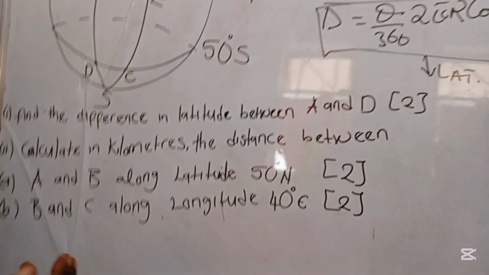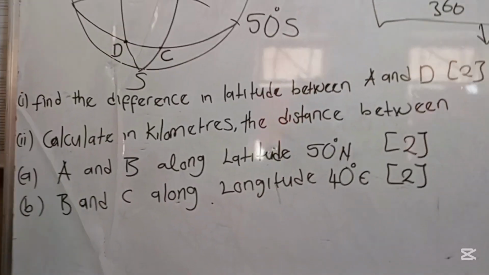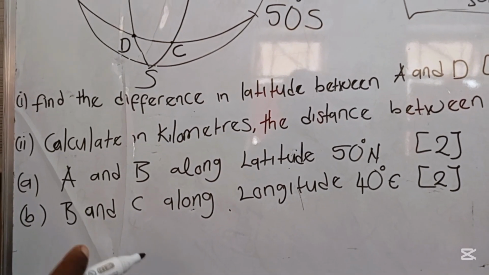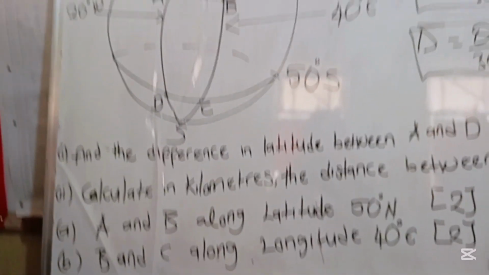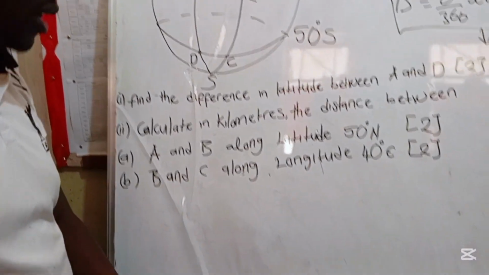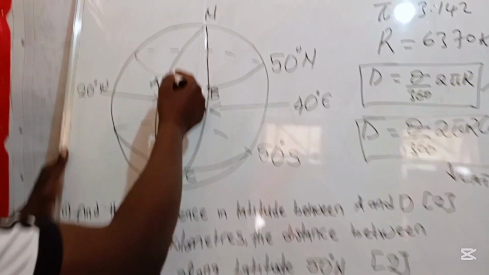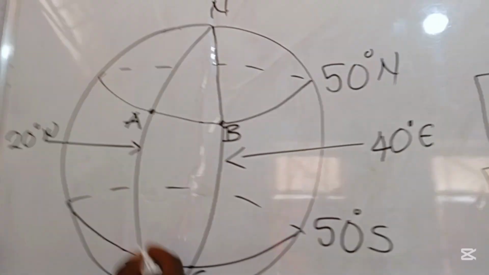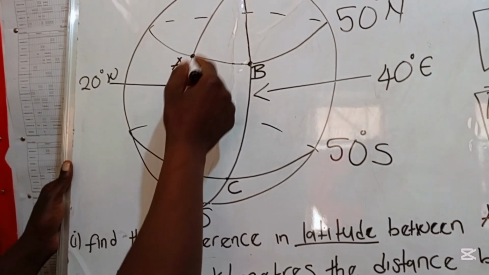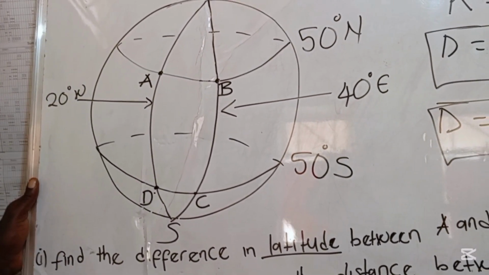Here we go. So now we are going to look at how to answer the first question. It says, find the difference in latitude between A and D. As I told you, this is the Earth, you won't see the lines, but these are imaginary lines. So they are talking about AD. How do you get the difference in latitude? Of course, you can see they are sharing the same longitude. So, the difference in latitude.